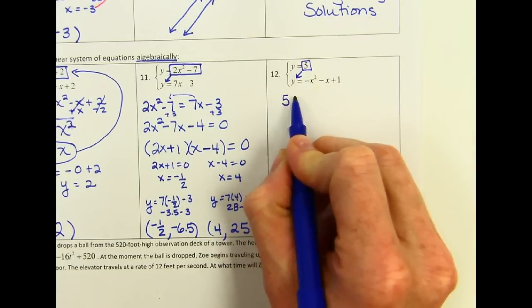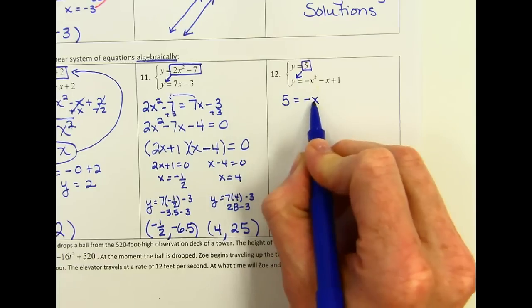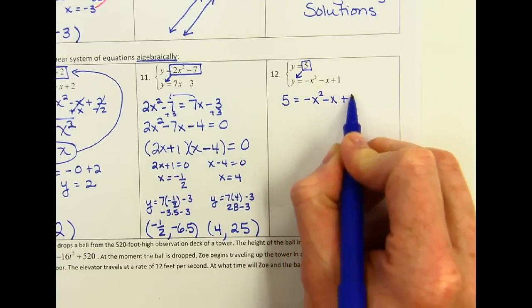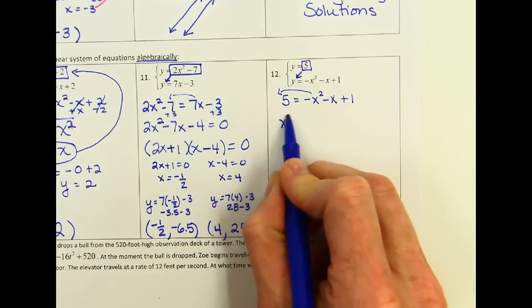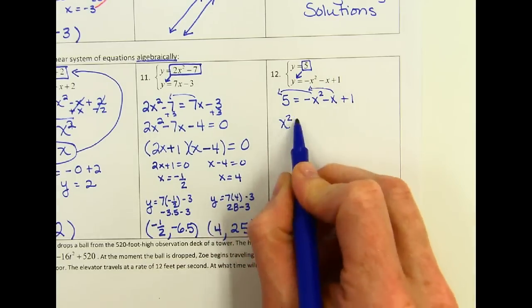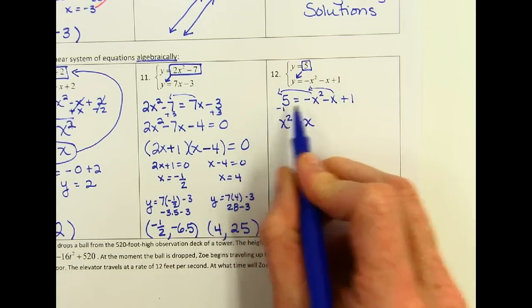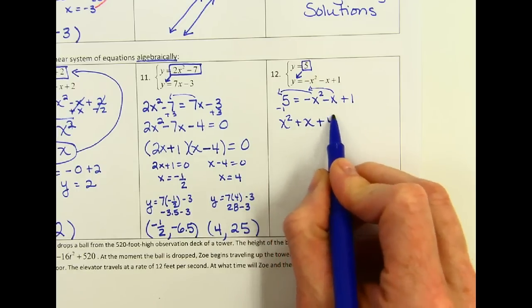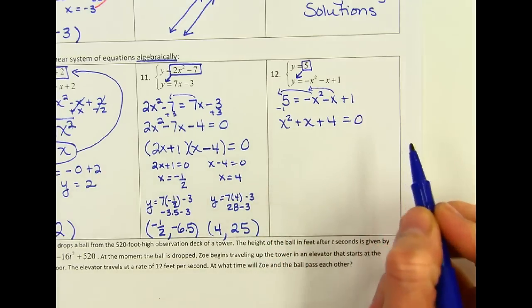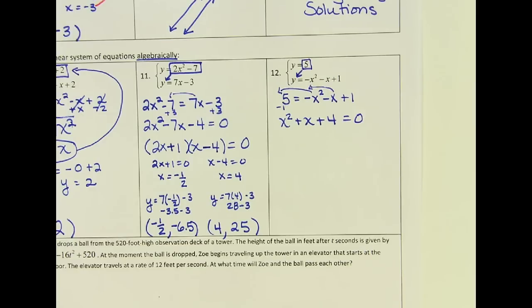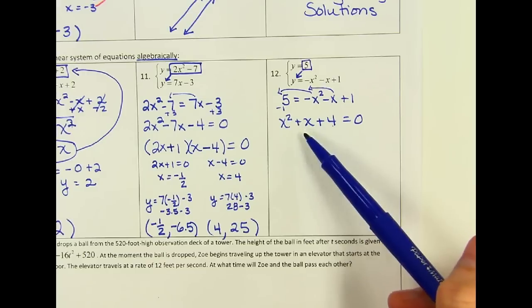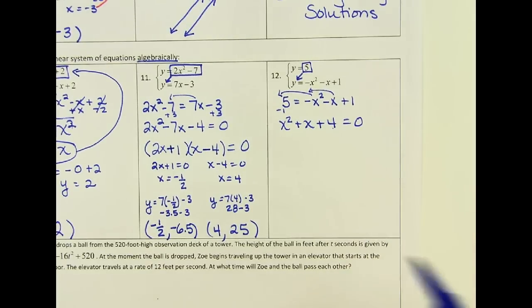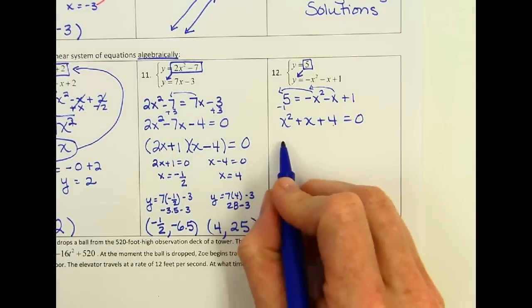So I have 5 equals negative x squared minus x plus 1. I'm going to move everything over here to make my x squared positive. So my x will be positive. My 1 will be negative, so I'm actually going to get a plus 4 equals 0. Well, when I decide which way to solve this quadratic, factoring is out because I know in my head 4 cannot make 1. So I'm probably just going to go ahead and calculate the quadratic formula.